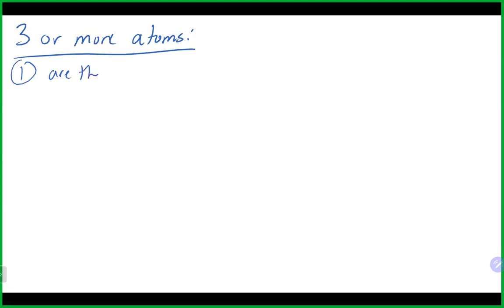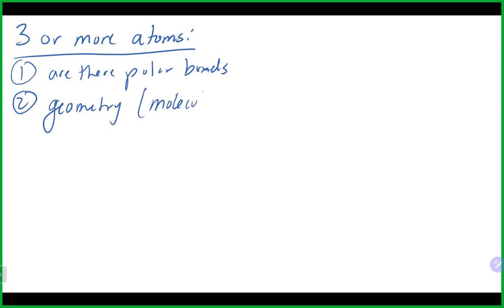Now, if everything was that simple, that would be great, but it's not. So when you get to 3 or more atoms that are involved, you have to look really at 2 things. You have to look at, are there polar bonds? And you do have to look at its geometry. And the geometry we're referring to in this case is actually the molecular geometry, or its shape.